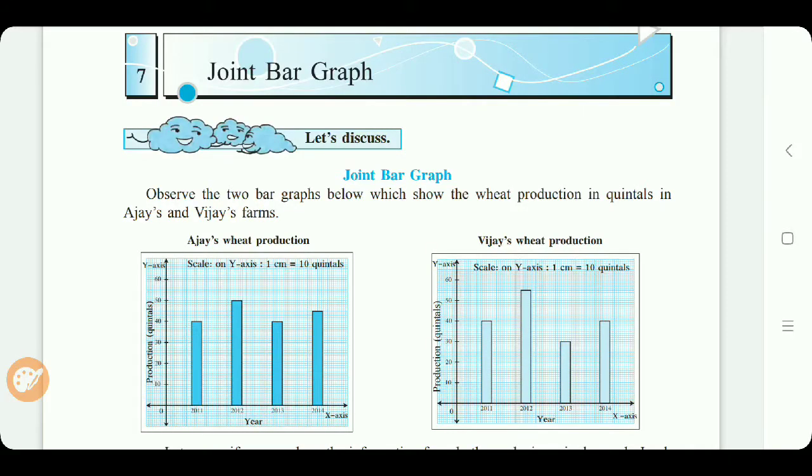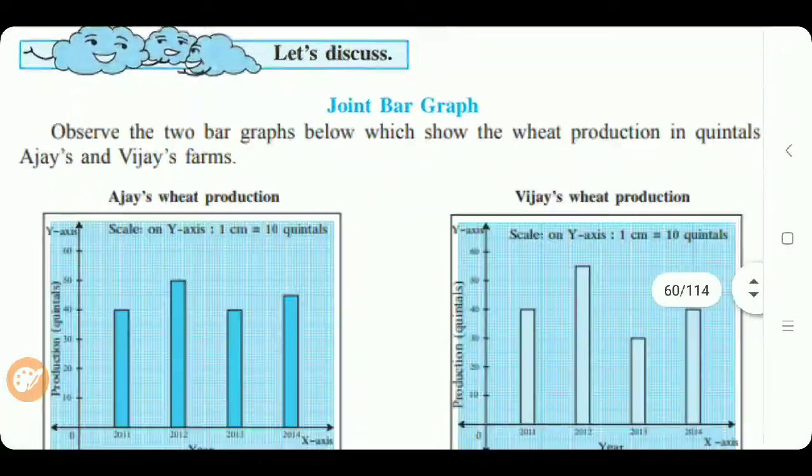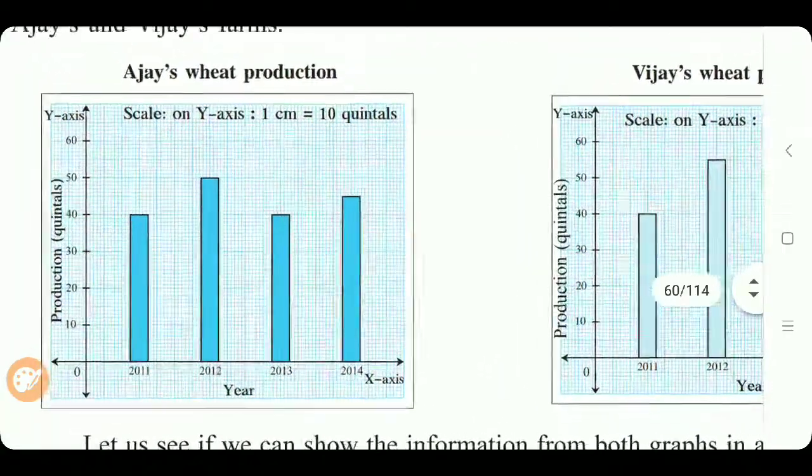Hello students, today we are going to learn joint bar graph. Last year, in 6th standard, we have already learned how to draw bar graphs. Now here you can see that two bar graphs are given which show the wheat production in quintals in Ajay's and Vijay's farm.